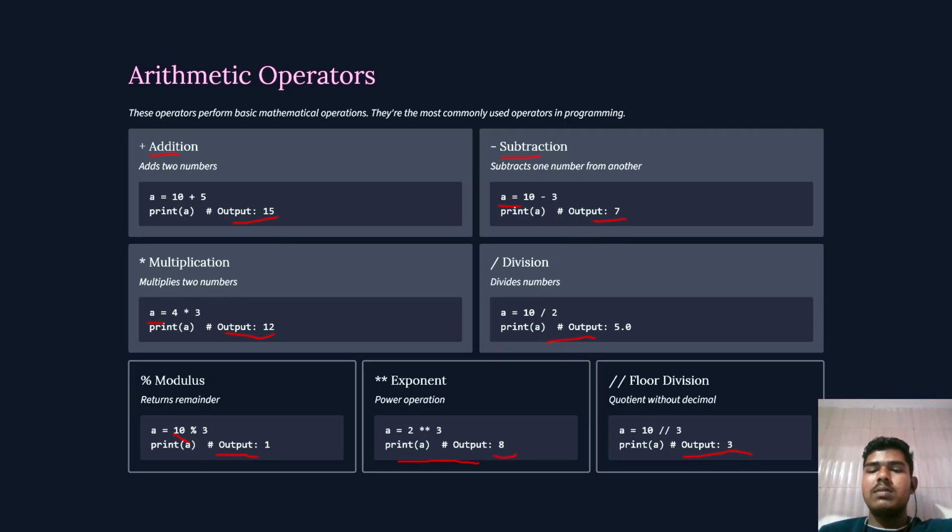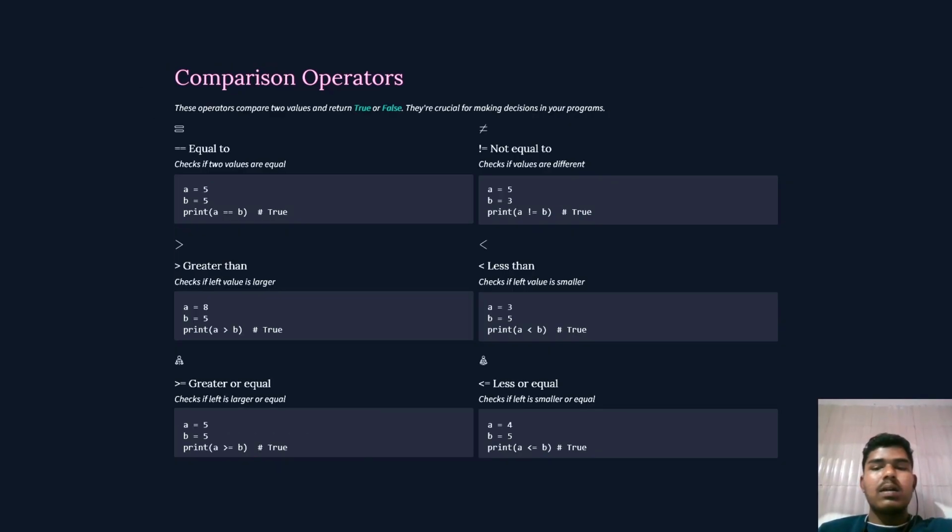So the next one is comparison operator. Comparison operator two values को compare करते हैं. In this operator we compare two values, okay, and we get a result in return true or false.